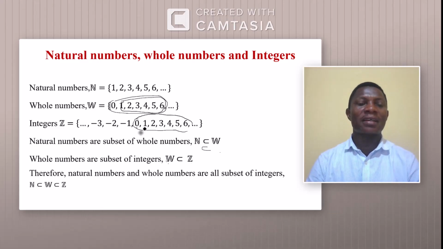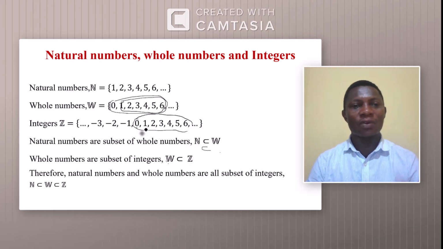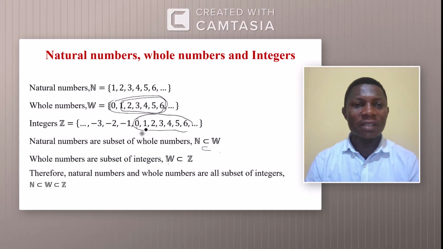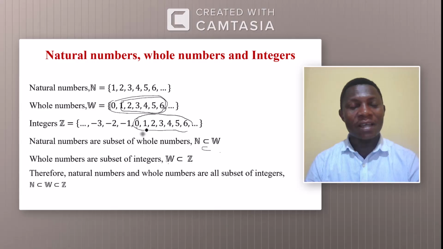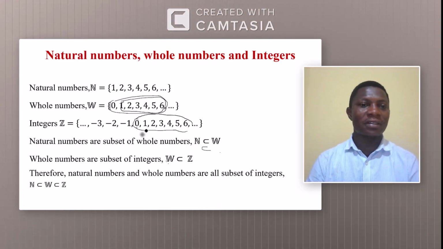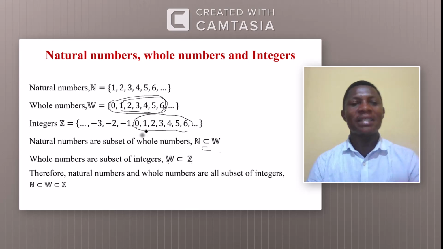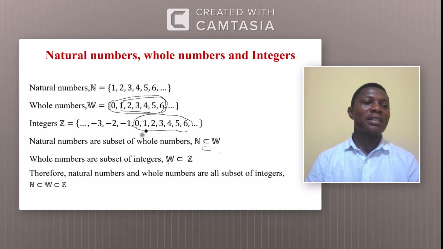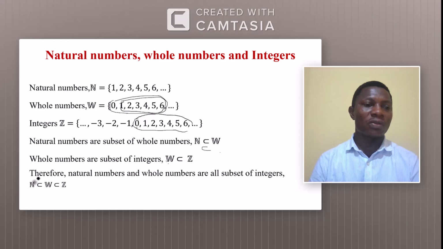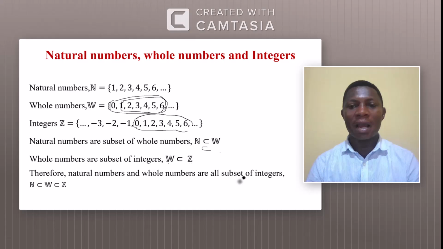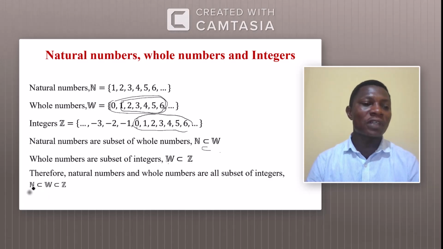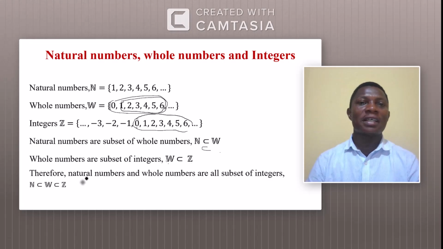So based on these three key concepts, one, natural numbers can be found inside whole numbers, and whole numbers can also be found inside integers. So it means natural numbers and whole numbers are all subsets, meaning natural numbers and whole numbers are all inside, or they can be found inside integers. So let's read the last one. It says that therefore natural numbers and whole numbers are all subsets of integers. It means both natural numbers and whole numbers can be found inside integers. Good.